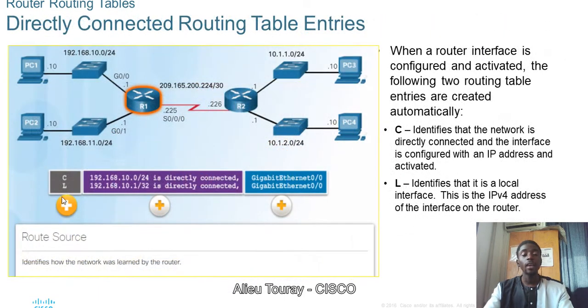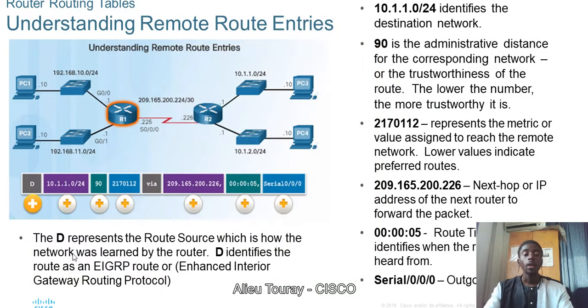Alright guys, so this is exactly the interpretation that I was telling you. When a router interface is configured and activated, it will have this. These are the two route entries that this router will have: networks that are directly connected and the local IP address itself for those networks. So this is exactly what one would see at all times. Now let's interpret the route information.